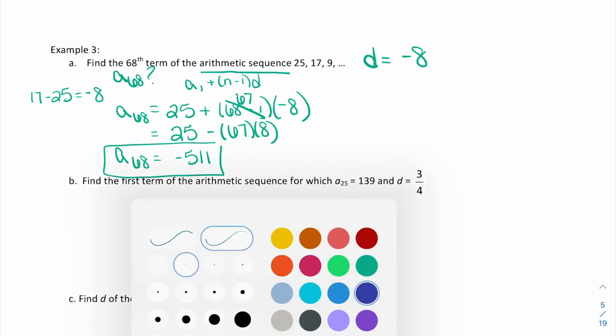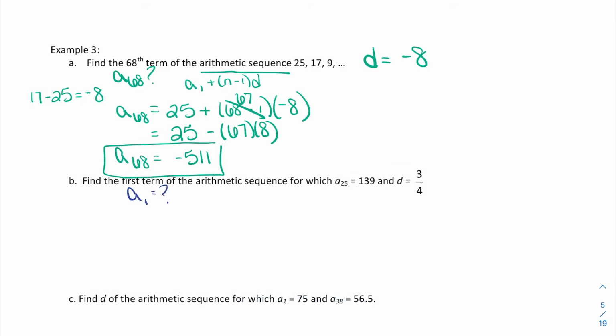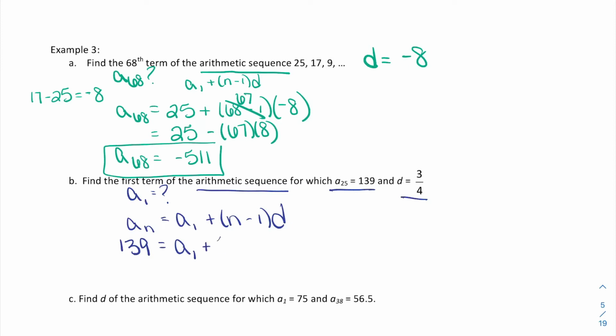Now we want to find the first term, so now we're going to look for A sub 1. Find the first term of the arithmetic sequence, so again, we know we have a common difference, for which A sub 25 is 139 and D is 3/4. So we're gonna plug in what we know. Here's my formula. A sub n equals A sub 1 plus n minus 1 times D. I know the ending term of A sub 25 is 139, so I'm gonna plug that in. A sub 1 is what I'm missing. And then my n is 25 because that is the 25th term.